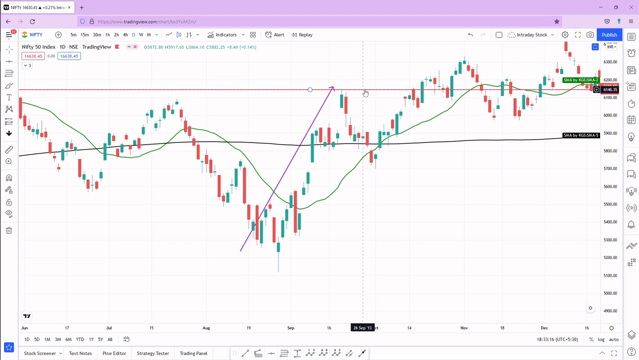So my entry point will be when this particular high is cleared, then that will be my entry point. And there are a few pullbacks and the candles have touched the 20 SMA. So whenever this particular high is broken, I will be entering and my stop loss will be over here.